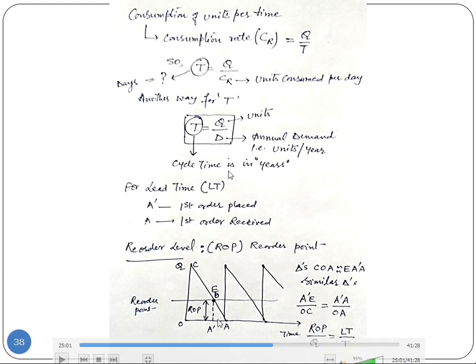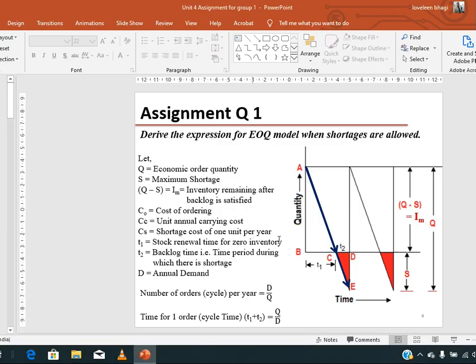T is the cycle time, and cycle time means you give the first order and then you give the second order. The time between these two orders is the cycle time, and it is given as Q, the optimum number of units you are going to order, divided by the total annual demand of units per year, D. This is the cycle time, and this is what we need over here.